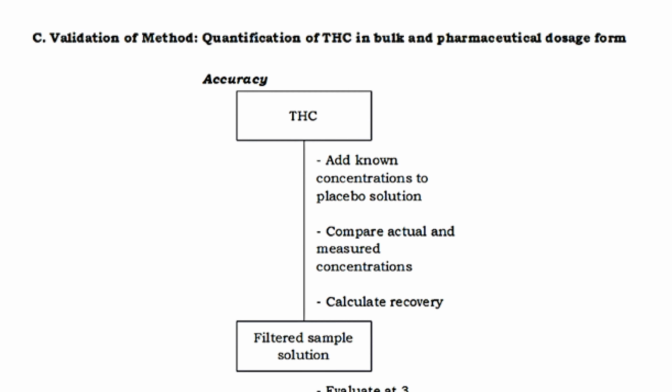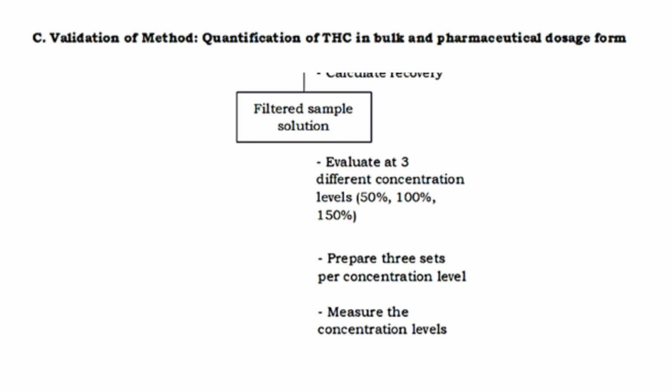An accuracy study was performed by adding known amounts of THC to the placebo preparation. The actual and measured concentrations were compared and recovery was calculated. Recovery of the method was evaluated at 3 different concentration levels, corresponding to 50, 100, and 150% of test preparation concentration. For each concentration level, 3 sets were prepared and measured.